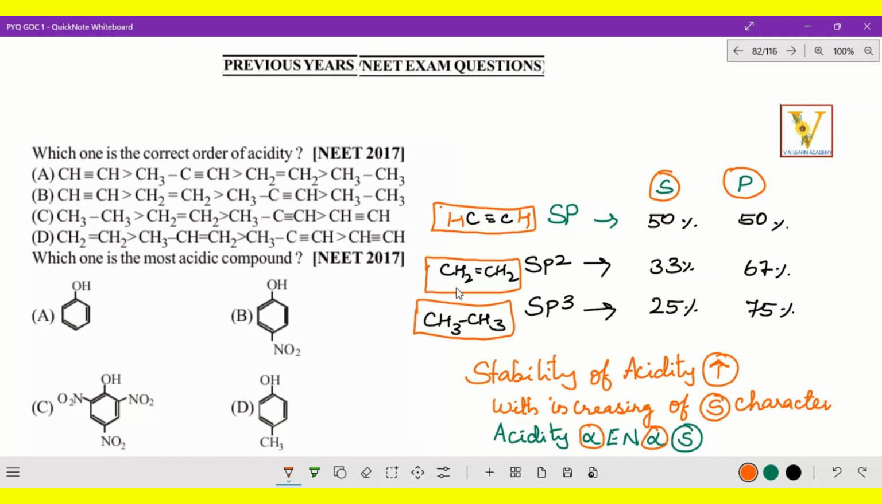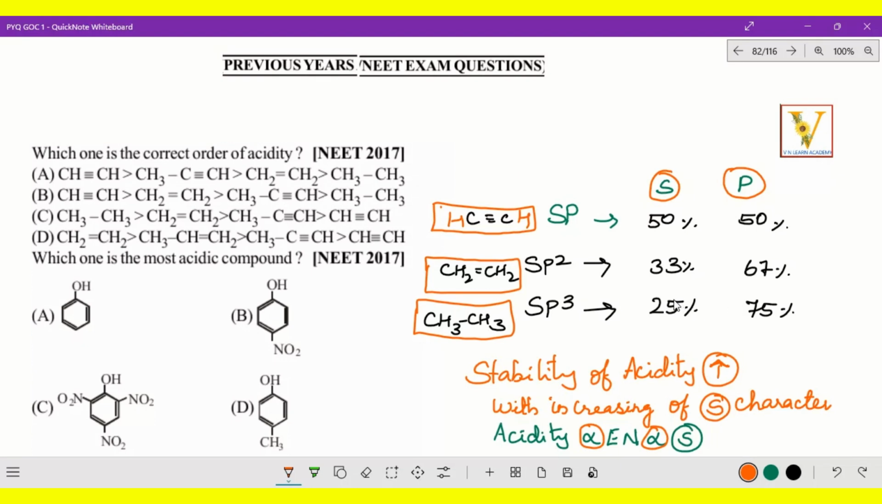And the same way CH2 double bond CH2, this is sp2. So that means here one sigma bond, one pi bond. Here, one sigma bond and two pi bonds. In that way, here the s orbital is 33 percent and the p orbitals 67 percent in sp2. And here, sp3, CH3 single bond CH3, sp3, so 25 percent s character and 75 percent p character.